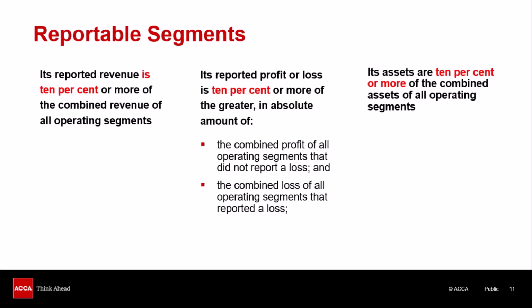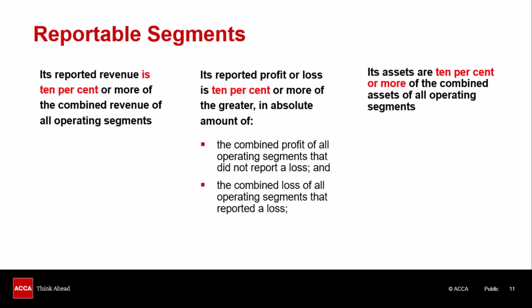Then lastly, its assets are 10% or more of the combined assets of all the operating segments. And this one is straightforward. The first one and third one are straightforward. The second one is the one that's a bit tricky, but it will be clear when we use an example. There is a secondary criteria though.